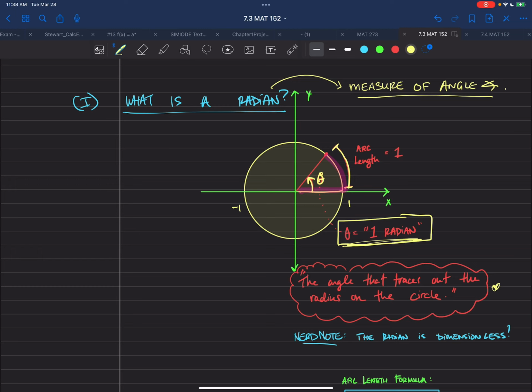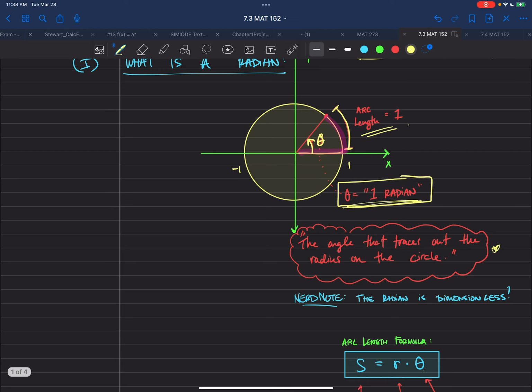Okay, so it's a very different idea, but one that's kind of neat, and it cuts up the circle in a different way. So it's the angle that corresponds to this arc length of 1 on the outside, or the arc length of the radius. That's how much we'd have to turn to get that curved length.